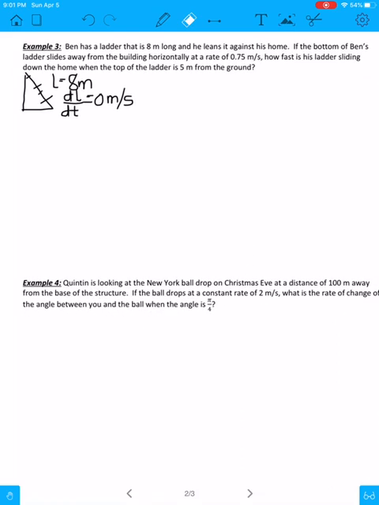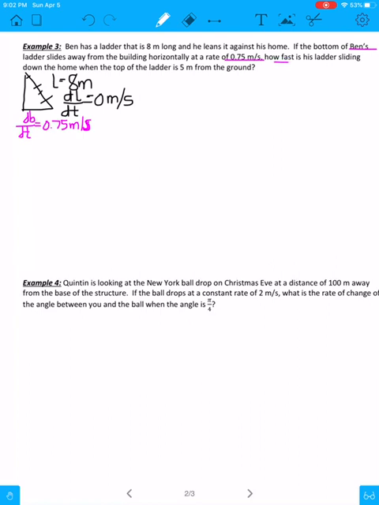Okay, if the bottom of Ben's ladder slides away from the building horizontally at a rate of 0.75 meters per second, so that's going to be the bottom sliding away, and it's a rate. So I'm going to say dB over dt equals 0.75 meters per second. And it's positive because the base is sliding away.